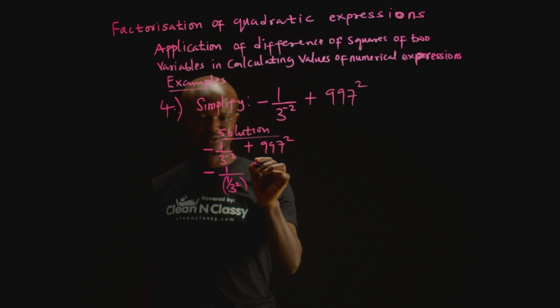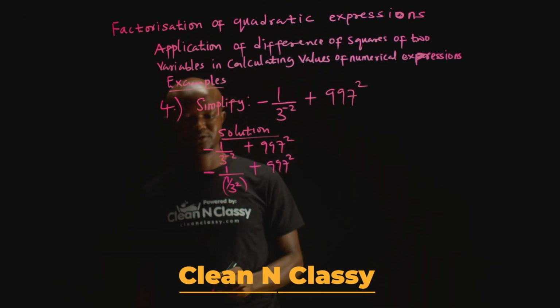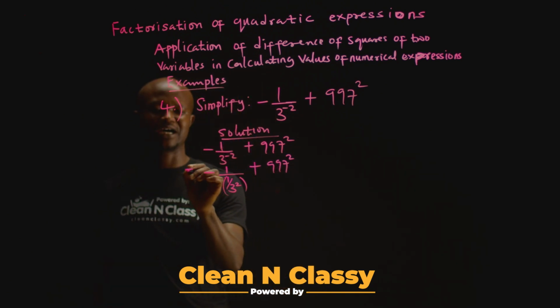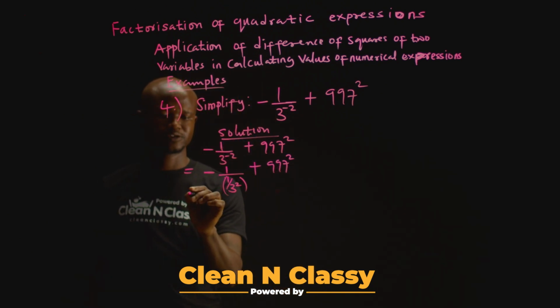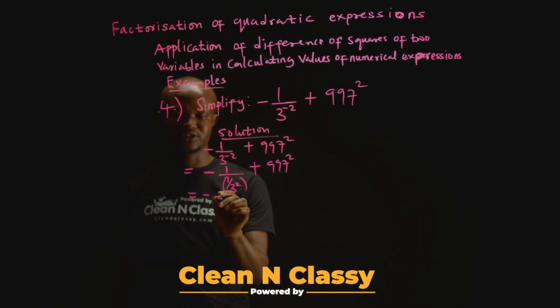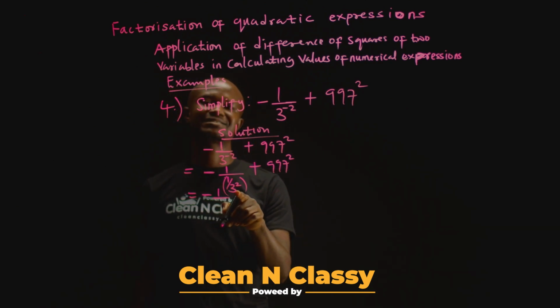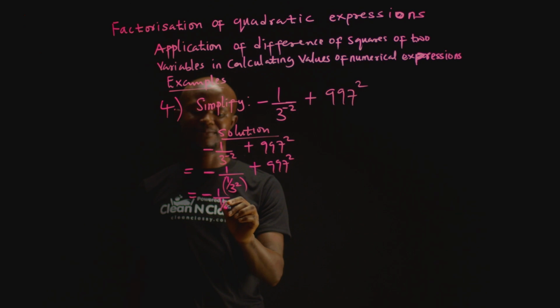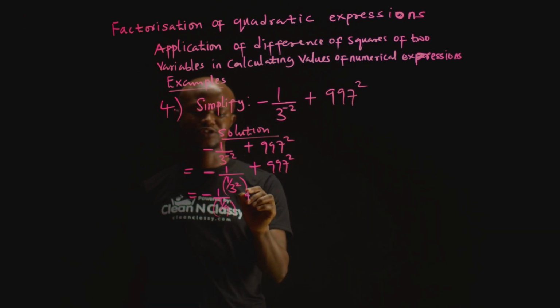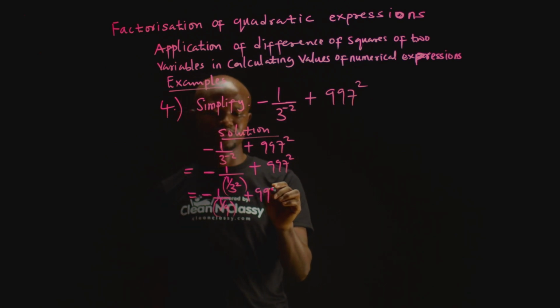So plus 997 raised to the power of 2. So from here, this is going to be the same thing as minus 1 divided by 1 over what? What is 3 squared? That is 9. So 1 divided by 9 plus 997 raised to the power of 2.